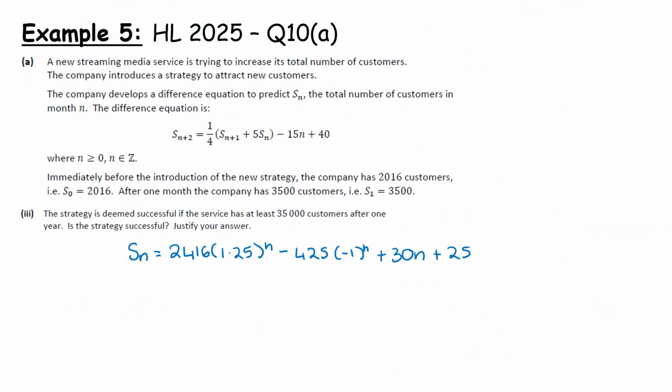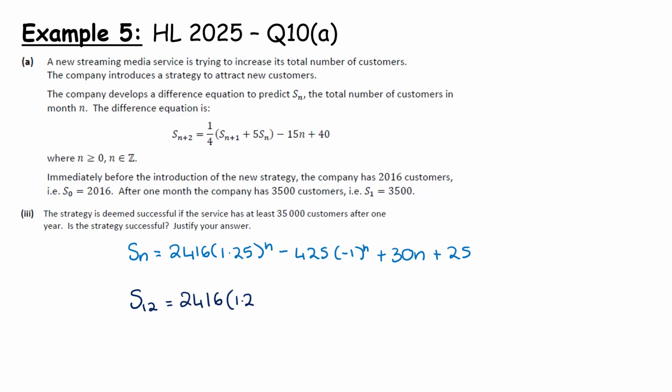So part 3 then asks, the strategy is deemed successful if the service has at least 35,000 customers after 1 year. Is the strategy successful? Justify your answer. So 1 year, that means 12 months. Remember, n is months in this case. So let's sub that in.